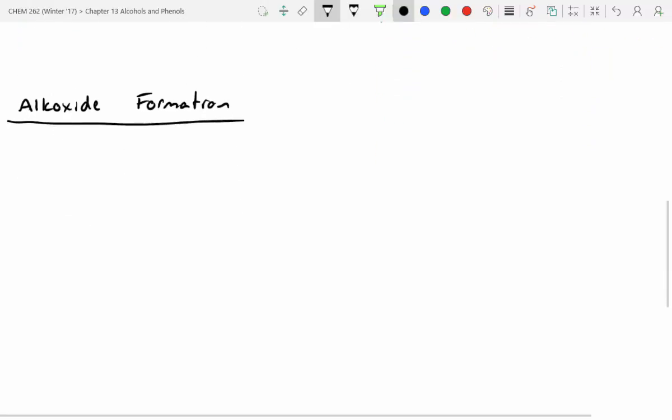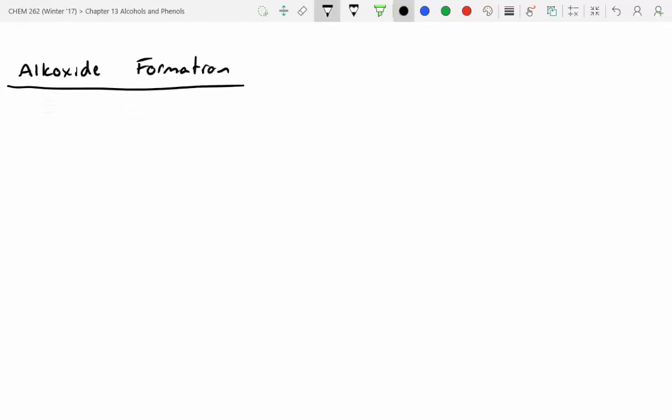So let's say, for example, I've got ethanol, and I want to form ethoxide, specifically sodium ethoxide. What's a reagent that I could use? Sodium. I heard it in the back. What was that? Strong base. So sodium hydride.